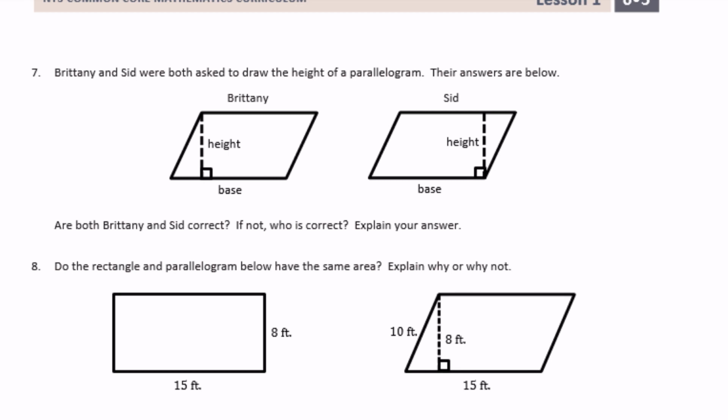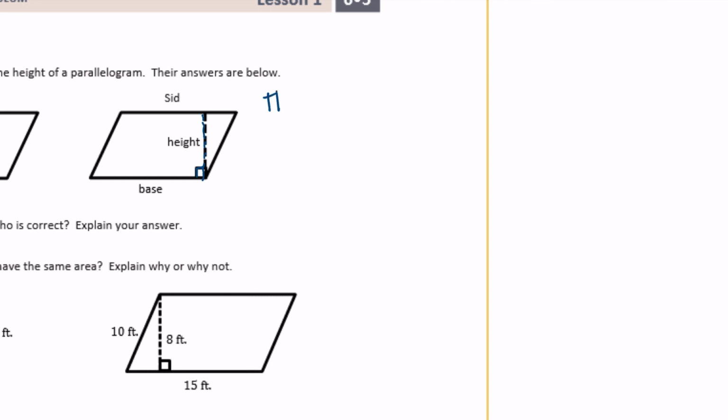Number 7. Brittany and Sid were both asked to draw the height of a parallelogram. Their answers are below. So here, Brittany drew the height right here. So she found a perpendicular line between the two different bases. And then Sid did the same thing, but he just did it on the right side. So they're both correct. It's kind of like what we did up in numbers 1 and 2. We did one on the left side, one on the right side. But either way, you're finding the height, so it works. So let's explain. They are both correct.